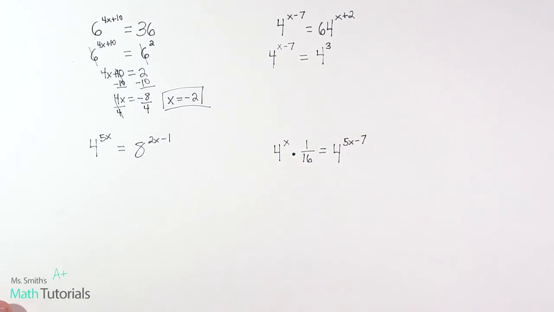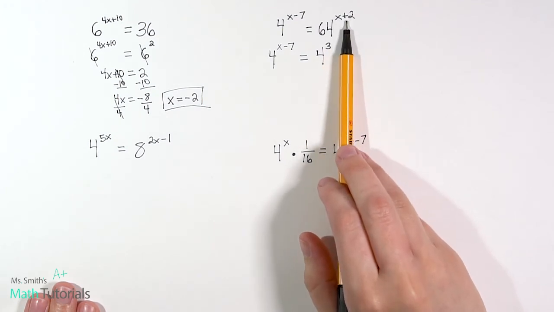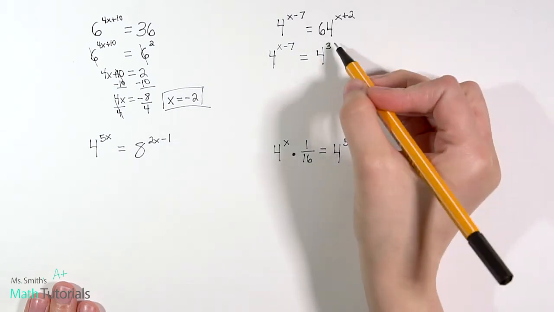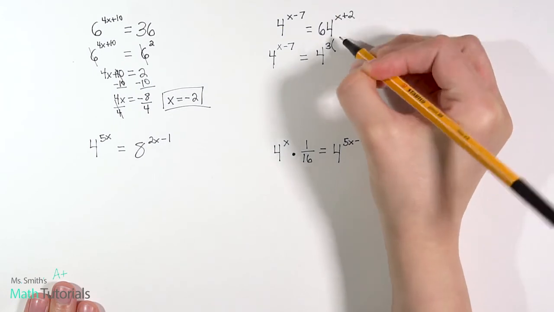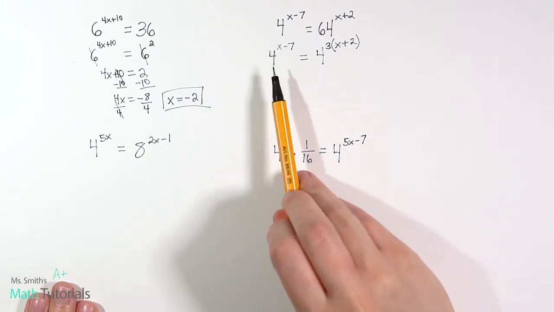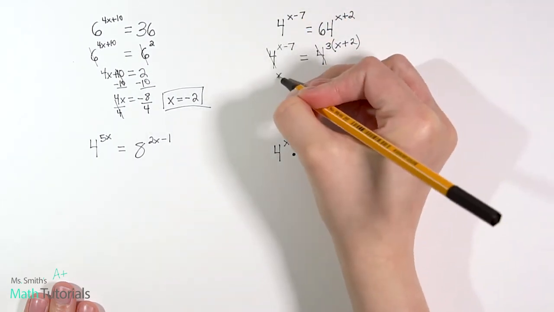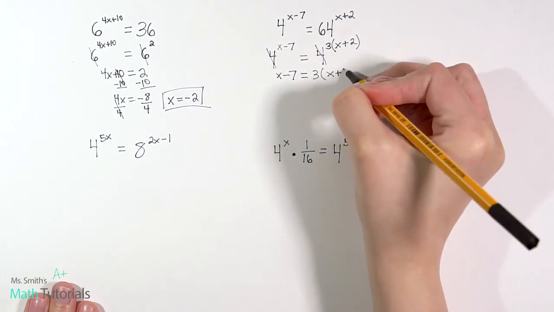So we've got to reach back into those exponent rules. And if you remember, what happens when we have a power brought to another power? We call that the power to power rule. And it means that we multiply the powers. So this isn't just 3, it's really 3 times the original power, x plus 2. And that is my new power. So notice I've got like bases now, 4 and 4, so I can go ahead and remove the bases and bring down the exponents. So x minus 7 equals 3 times x plus 2.